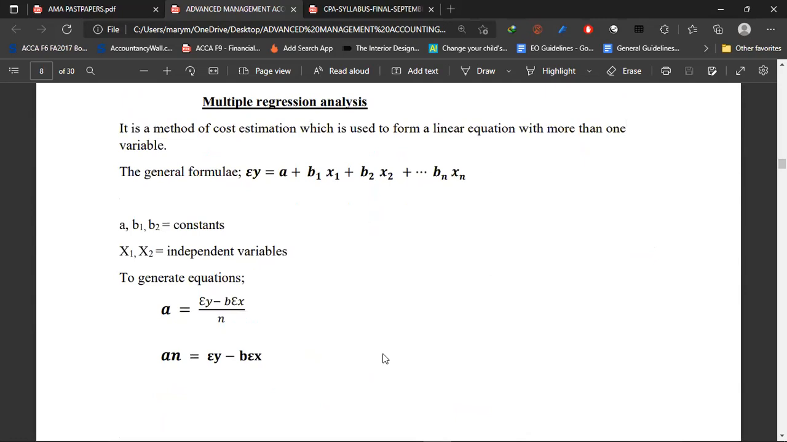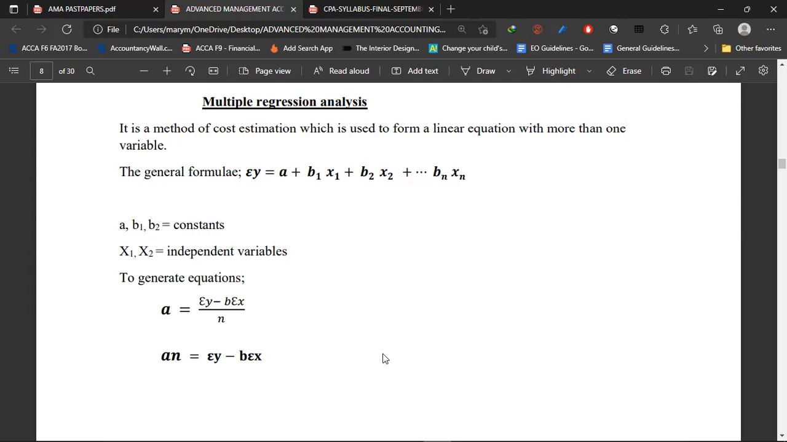Now, when you look at it, the general formula for multiple regression is not the summation of y. It should be y equals a, which is a constant, plus b1 x1 plus b2 x2 all the way, because we are dealing with more than one independent variable. It means they are not restricted. There can be 10, 50, infinite. We know that the independent variables can be more.